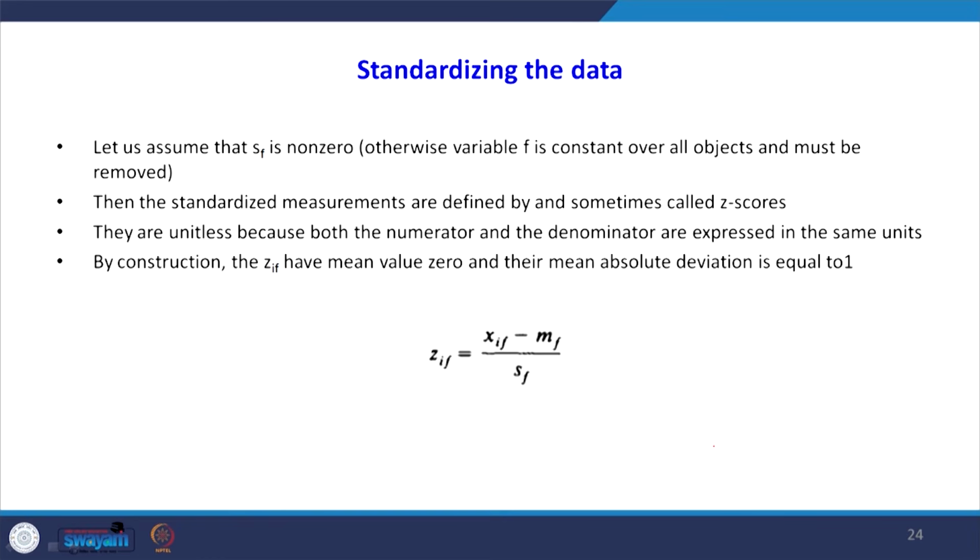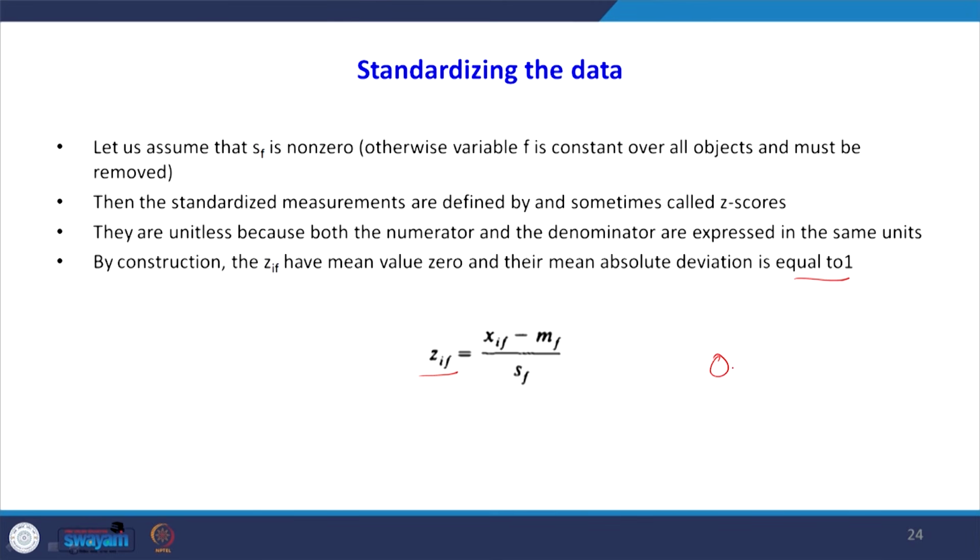Let us assume that S_f is non-zero, because the standardized value should be non-zero, otherwise the variable f is constant over all objects and must be removed. Then the standardized measurements are defined by the formula and are sometimes called z scores. Another term for standardization is z score. They are unitless because the numerator and the denominator are expressed in the same units. By construction, z_if have mean 0 and mean absolute deviation equal to 1.